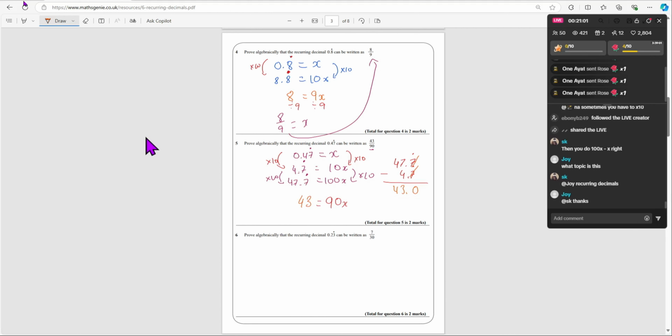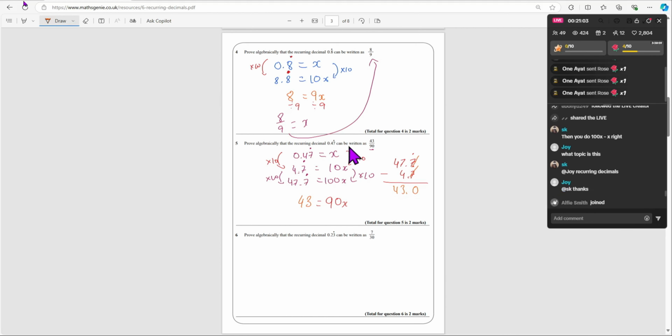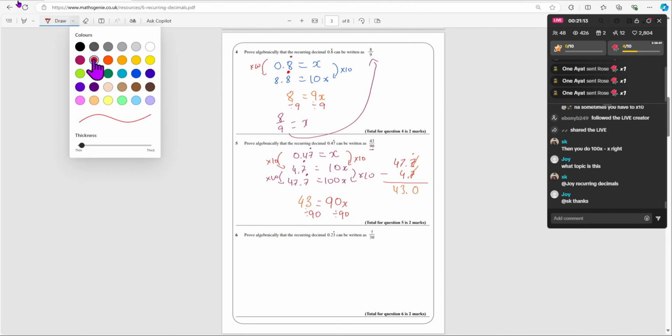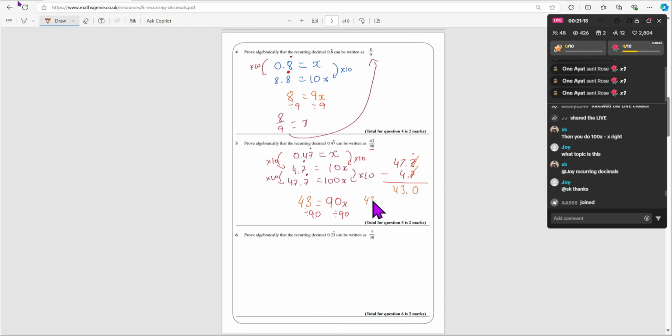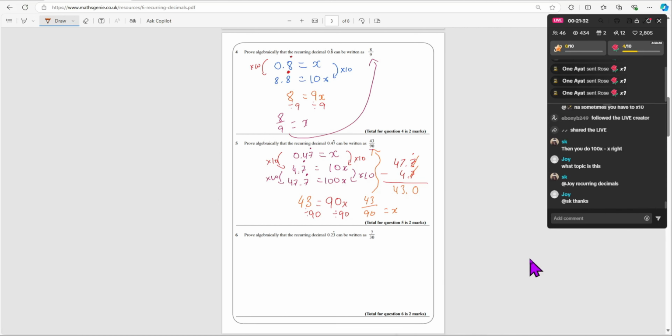Now we need to make x alone because we're trying to find the fraction, so we divide by 90 on both sides. And we get 43 over 90 is equal to x. This shows that it can be written as 43 over 90. Do you want me to go for another example, or do you understand now?